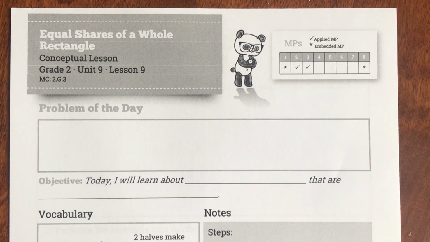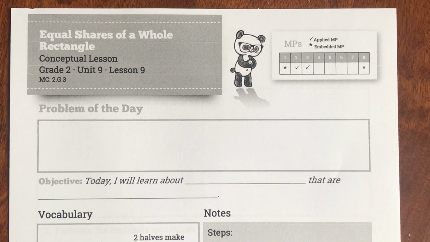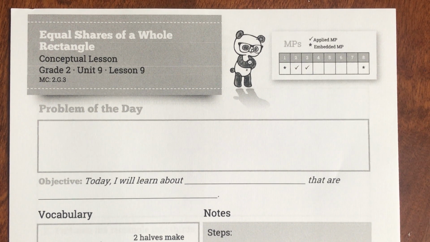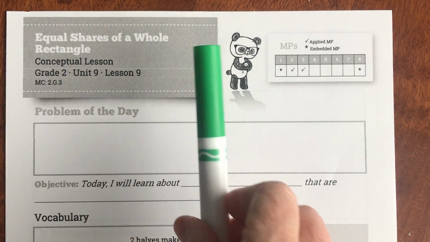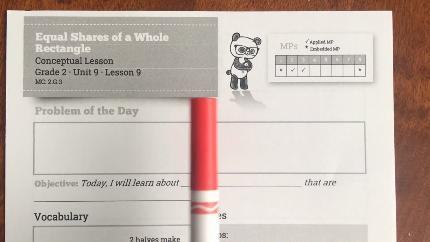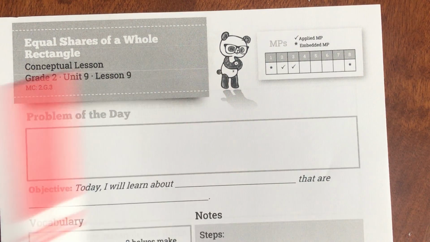Good morning, second graders. Today we are going to be continuing talking about equal shares. Yesterday we talked about equal shares of a circle, and today we're going to continue that, but our shape today is going to be rectangle. So remember our two colors, green, go with me, and red, stop and watch.